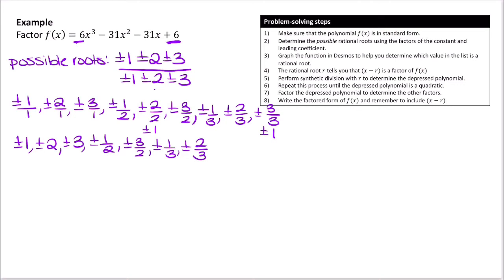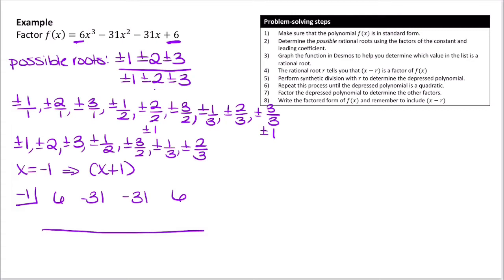So what I did is I went ahead and graphed in Desmos, and I found that x equals -1 is a root. So that means that we have a binomial factor of x plus 1. So let's go ahead and divide that out using synthetic division. So I'm going to put my -1 here, and then I have 6, -31, -31, and 6, right? Because those are all the coefficients of f of x.